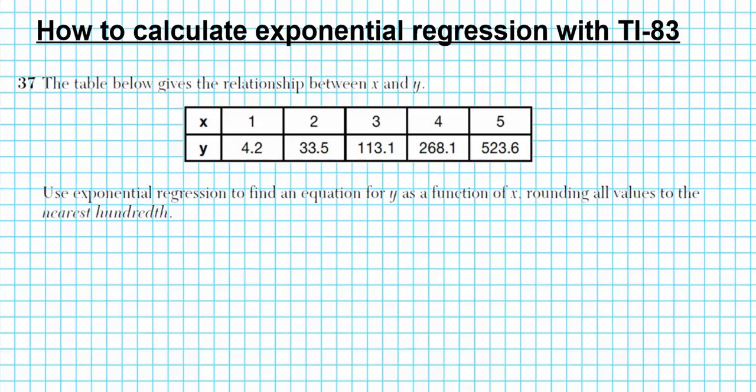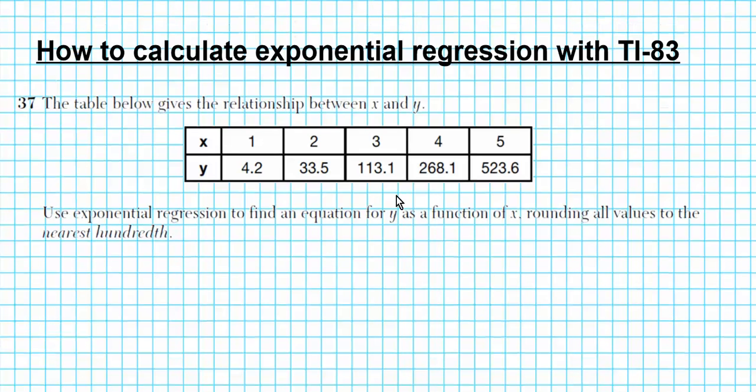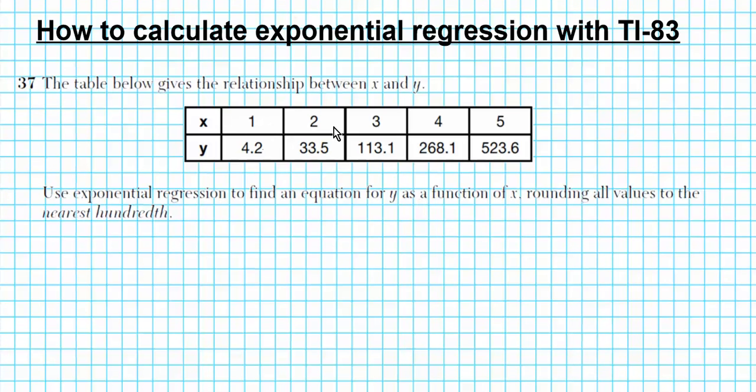Okay, number 37. This is a good problem on how to use your calculator, namely the TI-83 in this case, to calculate exponential regression, to generate the exponential regression equation for a data set. So what we're going to do here is enter this data into our calculators, and then use the exponential regression function to generate an exponential regression equation that models the data set represented by this table.